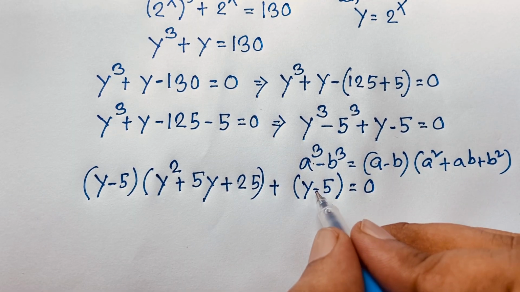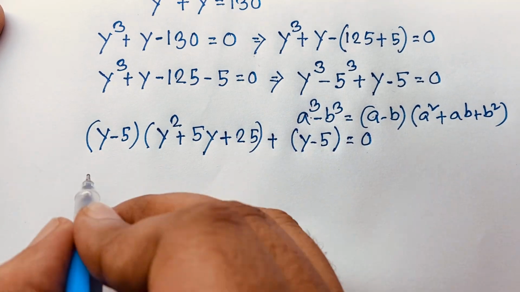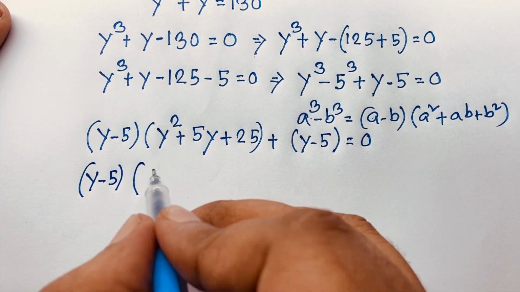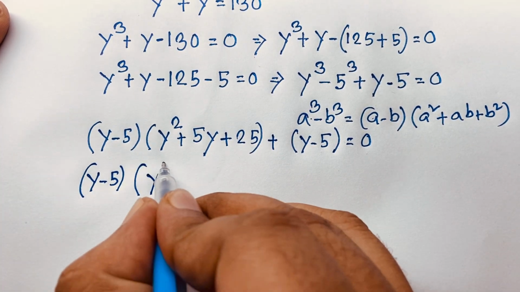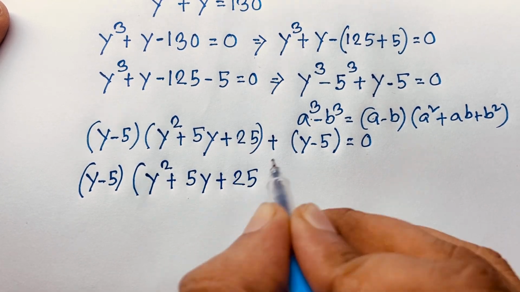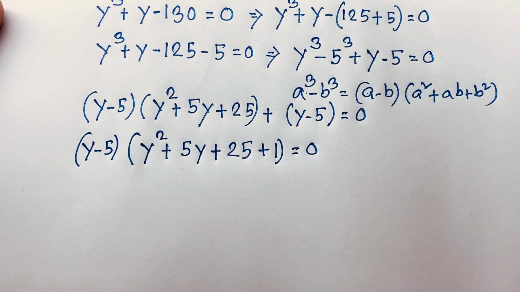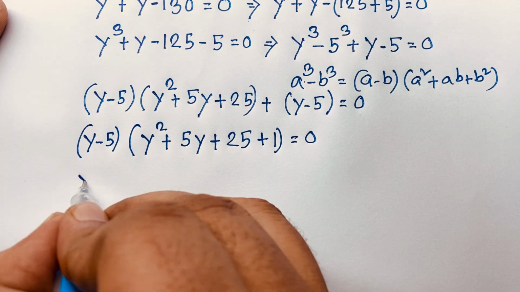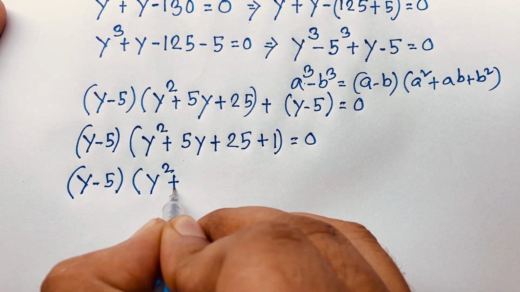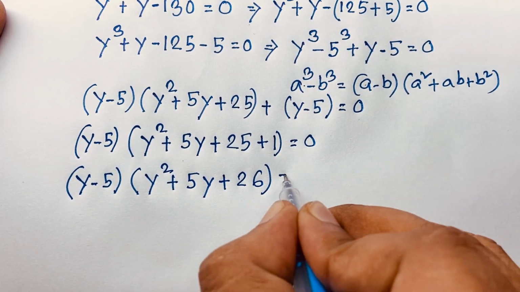This y minus 5 I take here. Then you can easily see here y minus 5 is common. So if I take here y minus 5, then you can see this expression, this divided by this, will be y square plus 5y plus 25, then this divided by this will be positive 1 is equal to 0. Now we'll find here two cases. Our first case will be y minus 5, and our other case will be y square plus 5y and 25 plus 1, it will be 26 is equal to 0.